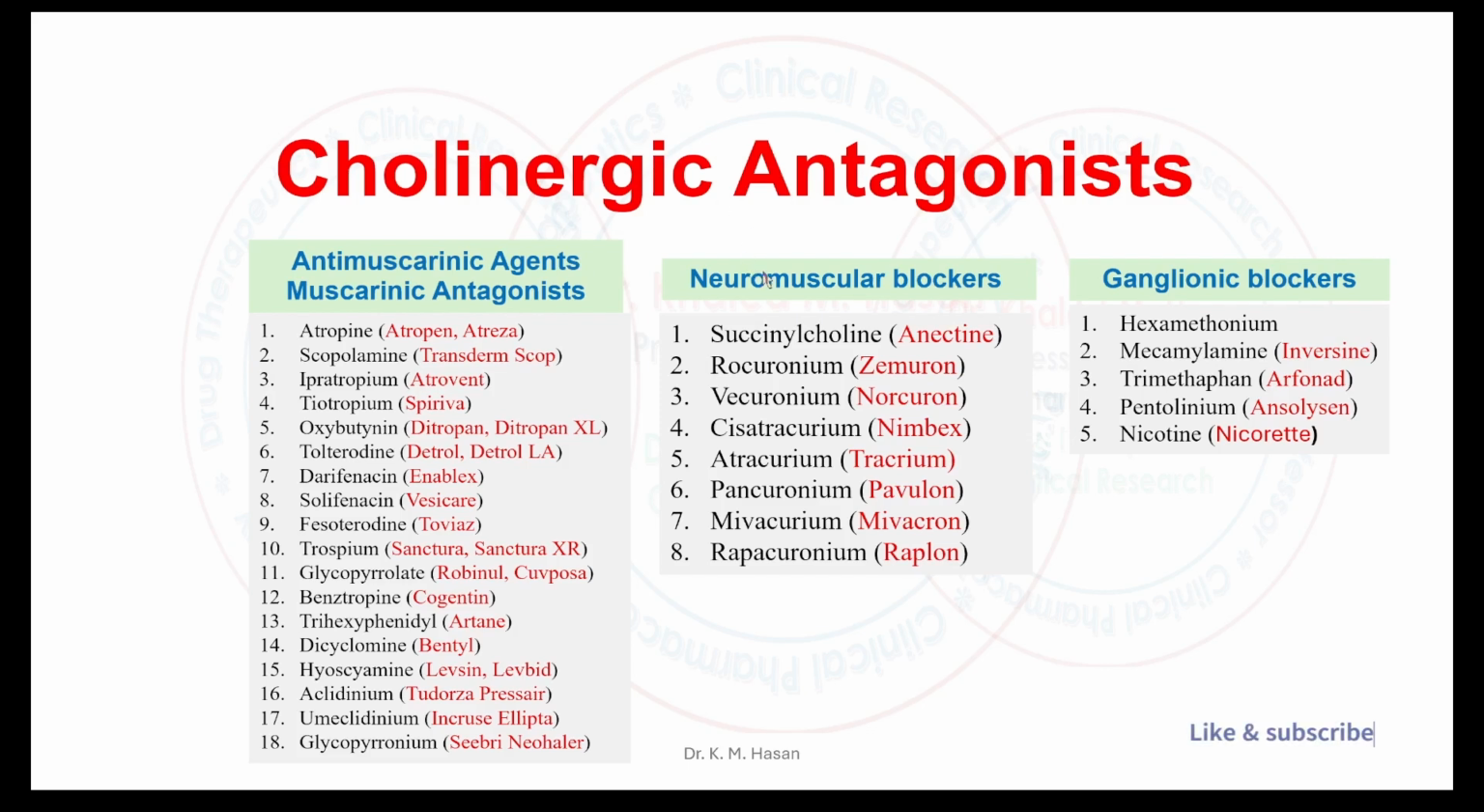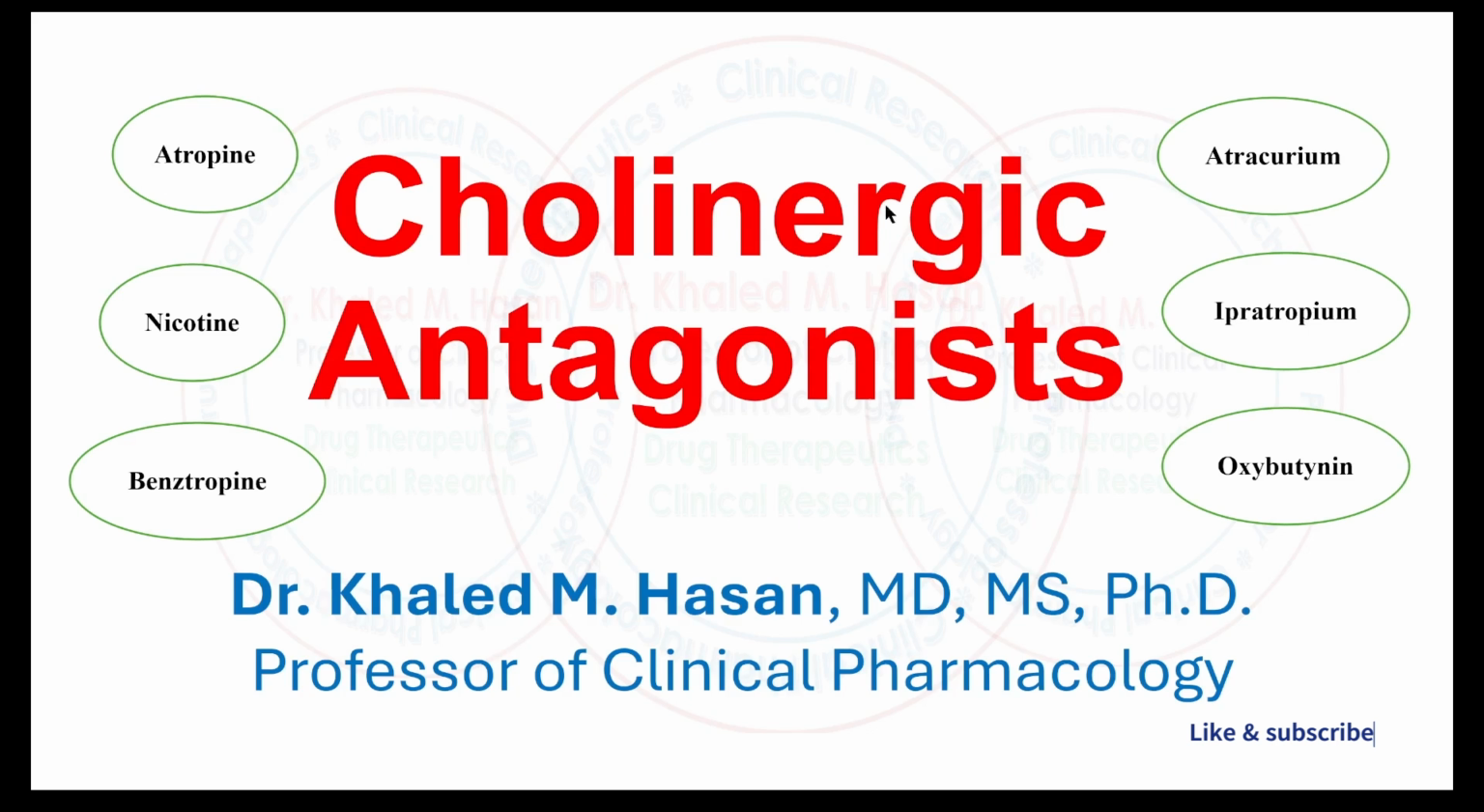Here you can see a list of medications available in clinical practice that belong to the cholinergic antagonists. Again, we need to remember our topic: cholinergic antagonists. What is the meaning of antagonist? An antagonist is any substance that binds to the receptor and blocks it. So we talk about cholinergic blockers. Atropine is considered a muscarinic blocker. Atracurium is considered a nicotinic blocker. Ipratropium is considered a muscarinic blocker, and so on.